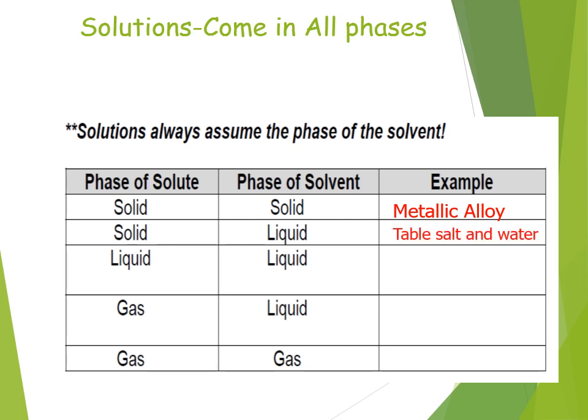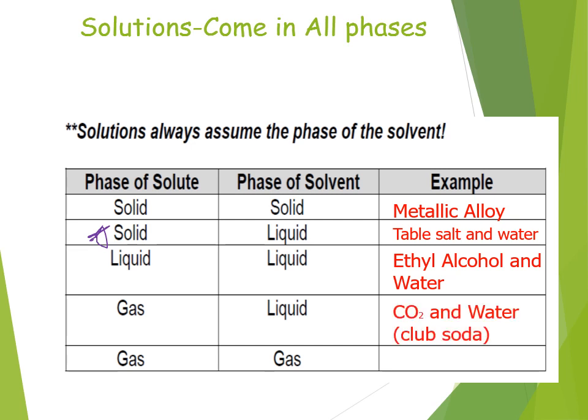We can have a solid dissolved in a liquid like table salt and water. And that's going to be one of the main ones we focus on today. We can have a liquid dissolved in a liquid. For example, adding ethyl alcohol to water. Ethyl alcohol is a liquid at room temperature, and we can pour it into water and it will dissolve.